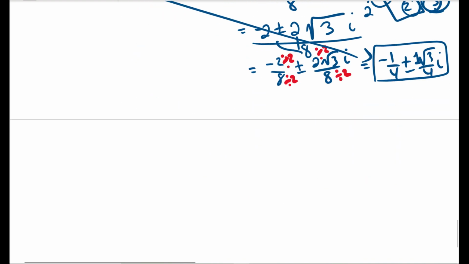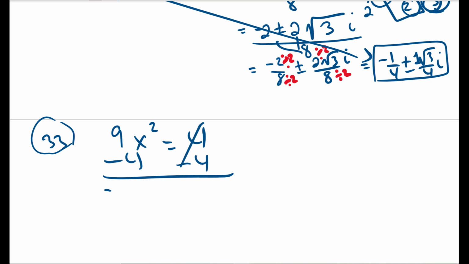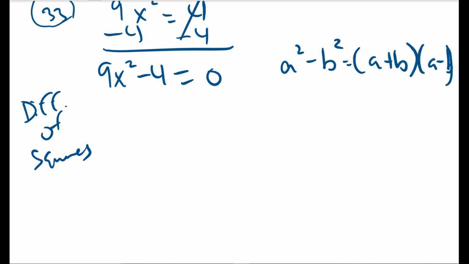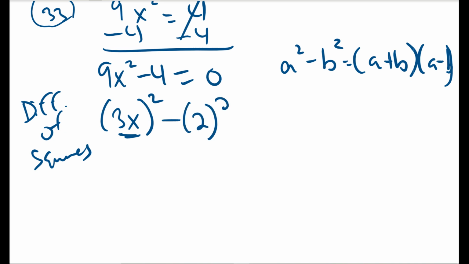Right, we're looking at our last one now, which is 9x squared equals 4. So we're going to subtract 4 on both sides. We get 9x squared minus 4 equals 0. This is a difference of squares. So a squared minus b squared equals (a plus b)(a minus b). Here, a has to be 3x because (3x) squared is 9x squared. B has to be 2 because 2 squared is 4. So now we know A, and now we know B.